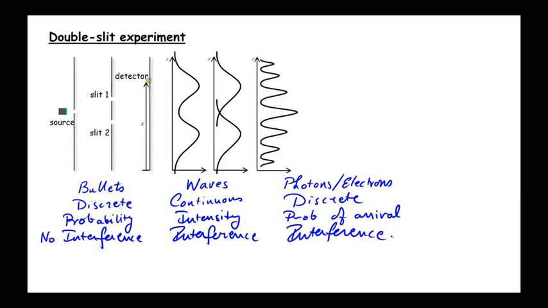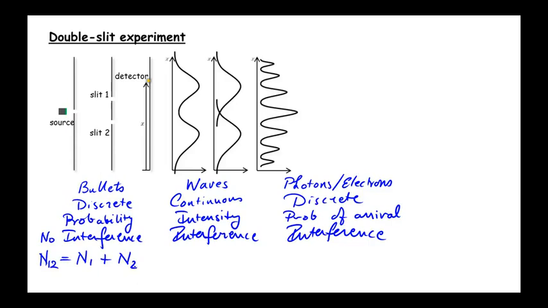Even though photons and electrons arrive as discrete entities, and we think they should have gone through either slit 1 or slit 2, we do get the interference pattern. And this is part of the mystery. This is where we have this strange behavior quantum mechanically. In the case of bullets, when both slits are open, N12 is N1 plus N2.